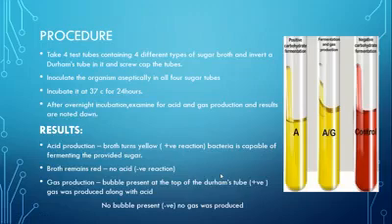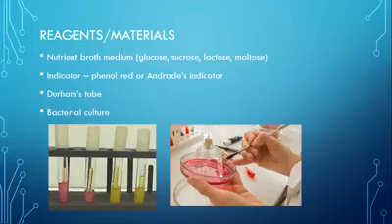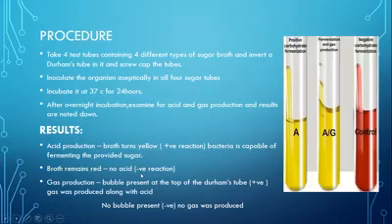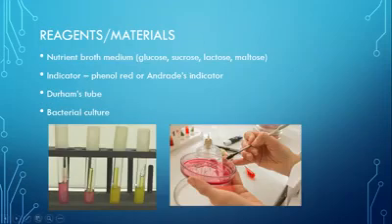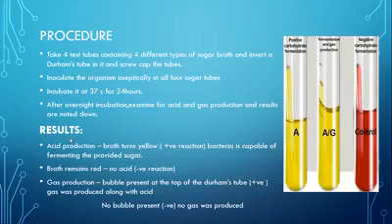Now coming to the procedure. First of all, we need to take 4 test tubes that contain 4 different types of sugar broth, invert a Durham's tube in each, and screw cap the tubes. As you can see here, we take 4 tubes which have the nutrient broth mediums of glucose, sucrose, lactose and maltose. Then we invert a Durham's tube in each and screw cap the tubes. Then we inoculate the organism aseptically in all 4 sugar tubes.